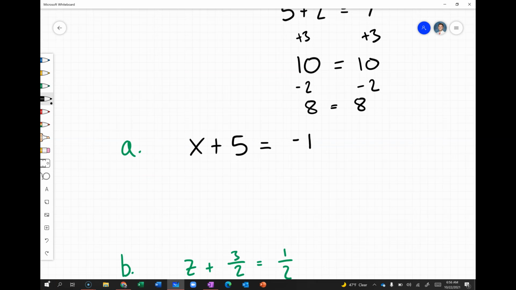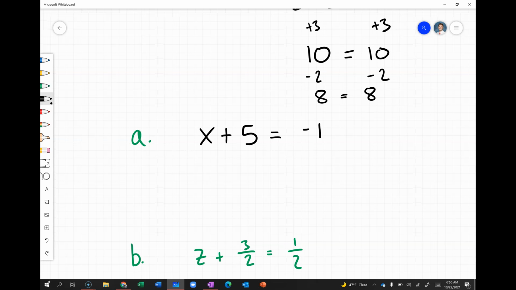Now, let's look at an example with a variable. So this first one, a, we have x plus 5 equals negative 1. So we can use these properties of equality to help us solve. Whenever we have an equation like this, and we've got this variable that's unknown, we want to manipulate our equation so that instead of it saying, okay, when I add 5 to x, I get negative 1, we want to just say, okay, x is equal to what? And we can do that by using these properties of equality.